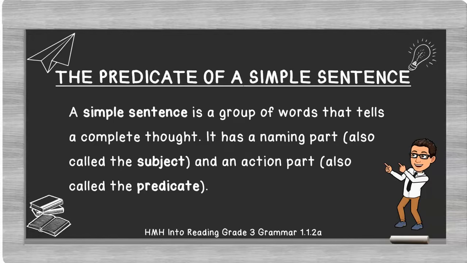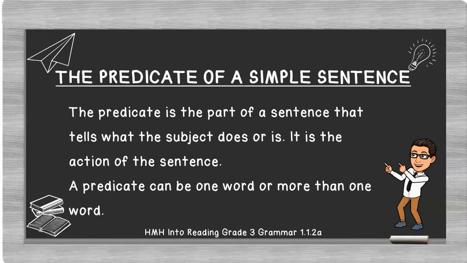A simple sentence is a group of words that tells a complete thought. We also call this a complete sentence. It has two parts. It has a naming part, which we also call the subject, and it has an action part, which is also called the predicate. And that's what we're going to use from here on out.